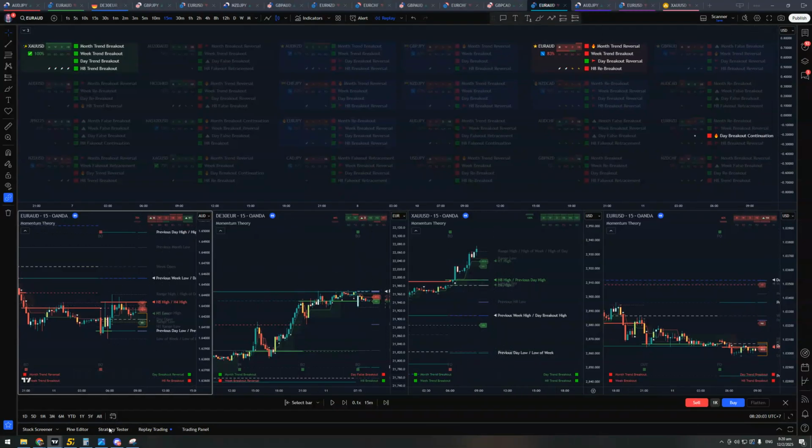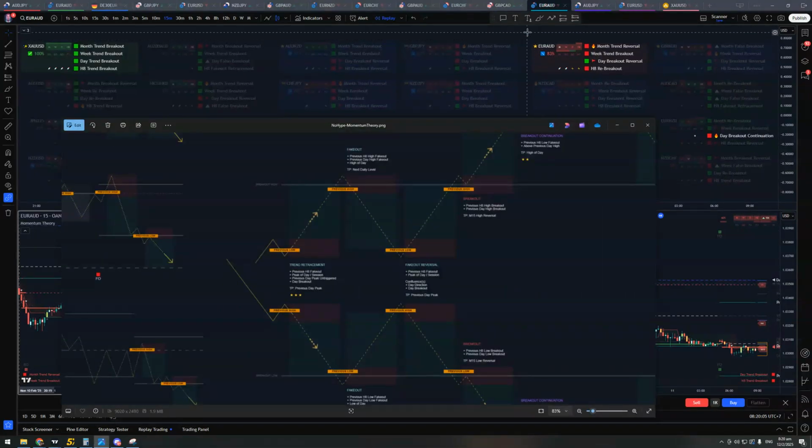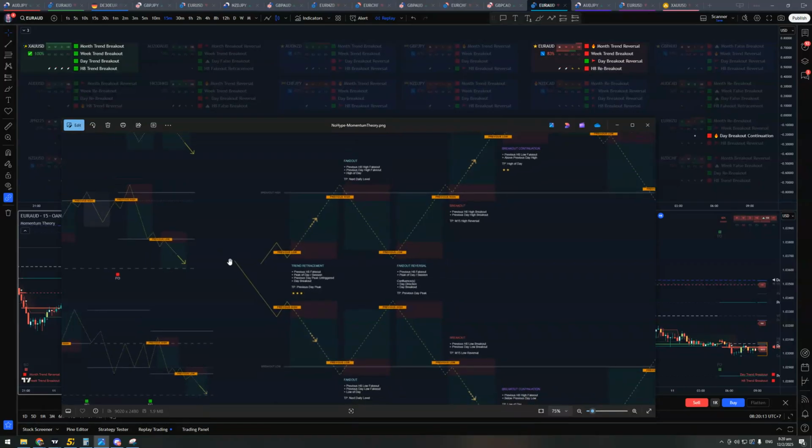So this setup, what I'm looking for, I want to see a higher time frame push in one direction. So in this case, monthly, weekly, daily, H8 breakout levels are all pushing in one direction. 83% confluence pushing down. I want to see a breakout day, and then I want to see a fake out of a high to take this down to that previous day low.